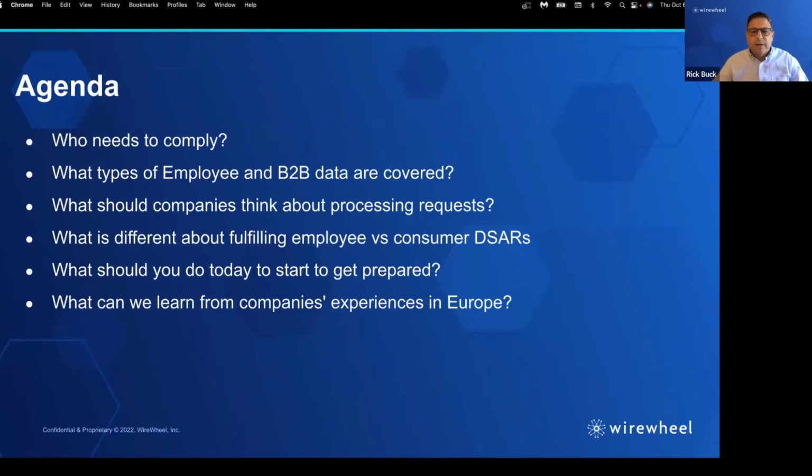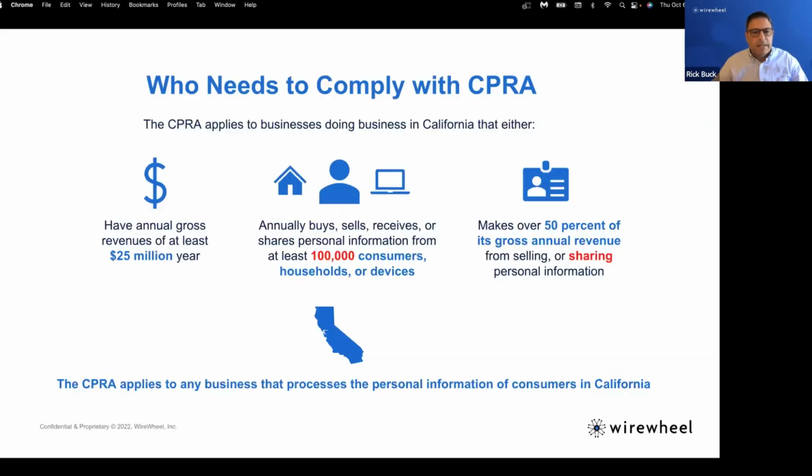What are the differences about fulfilling employee requests versus consumer requests? And then give you a shopping list of things that you should be starting to do or get prepared if you're not already in motion on doing that. Maybe some lessons learned from our friends across the pond.